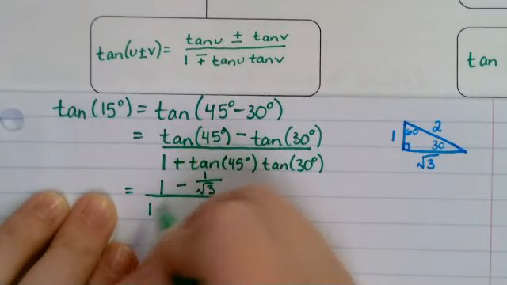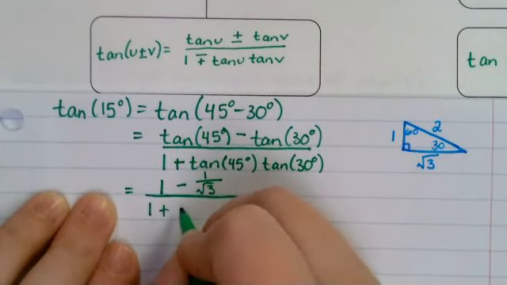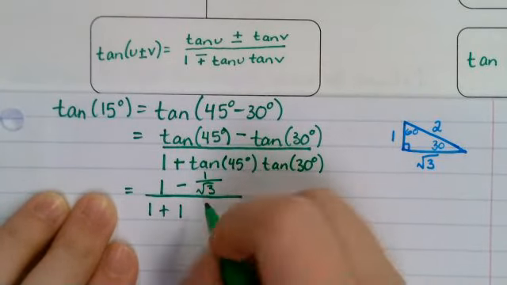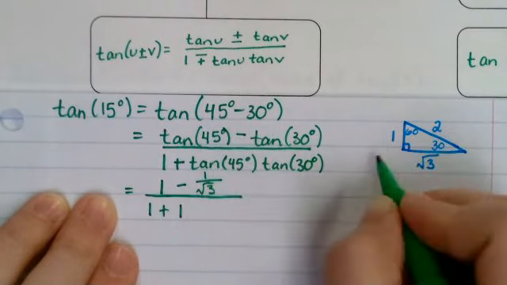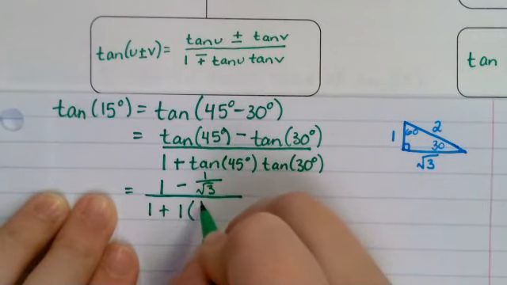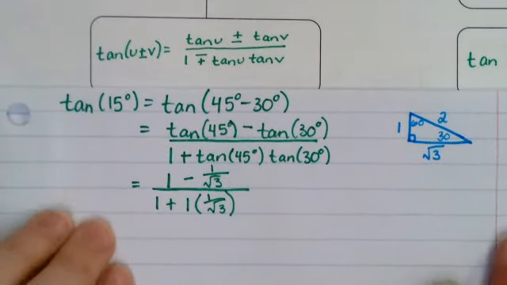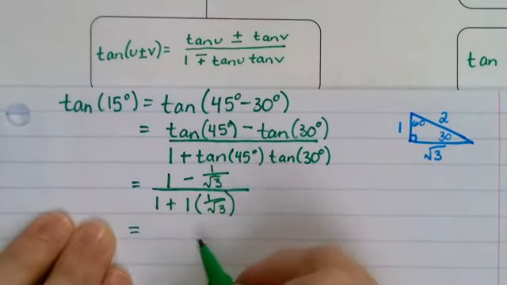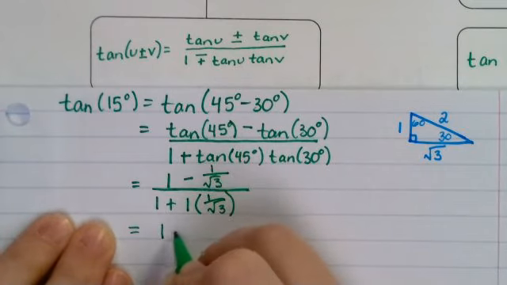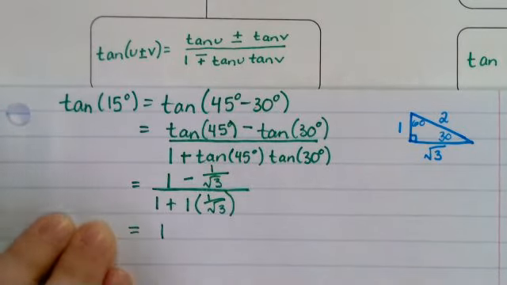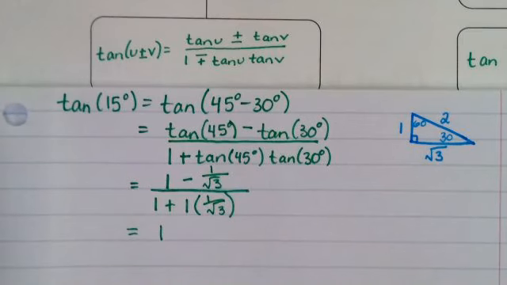Okay, over here. 1 plus tangent of 45 is 1 times tangent of 30. Well, we already did tangent of 30, so we know that's 1 over square root of 3. Now we got to keep cleaning this up. We got fractions inside of fractions. It's not great. I am going to get common denominators here.